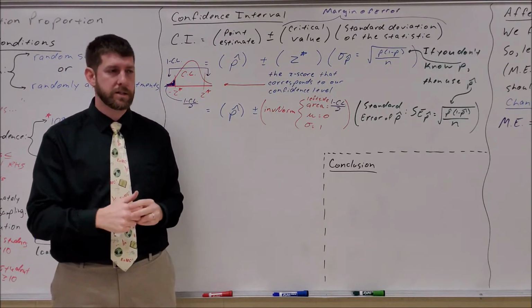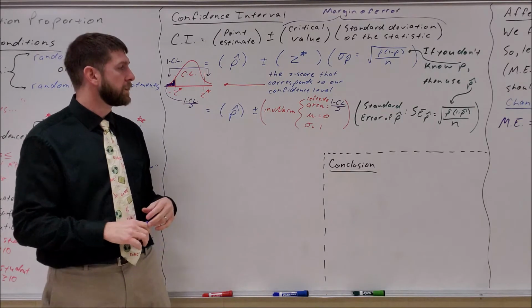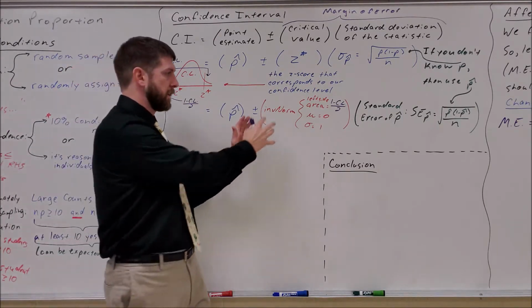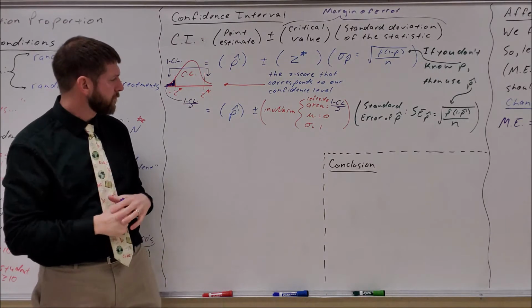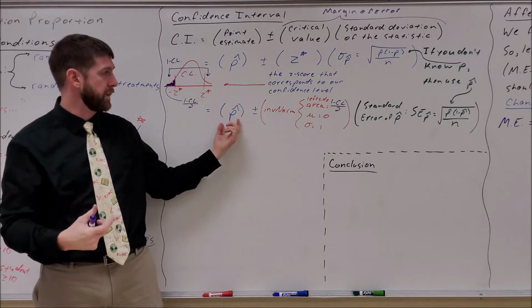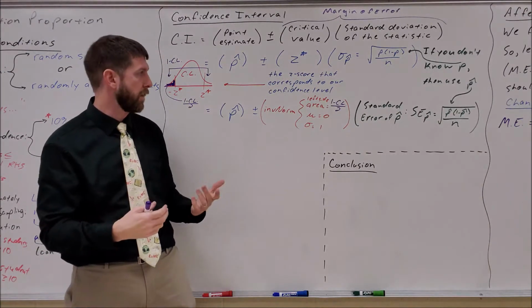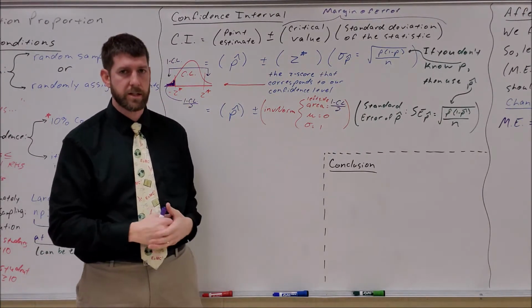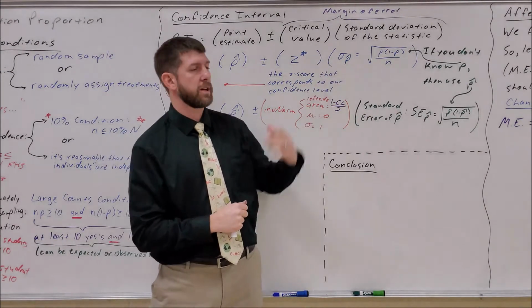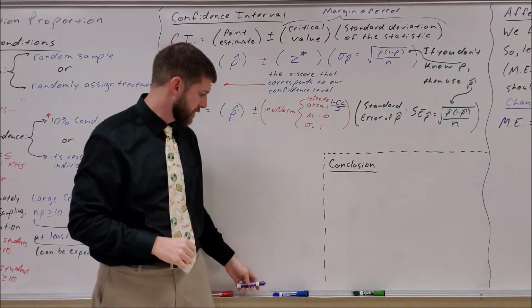It's 1 minus confidence level divided by 2. So with that in mind, we should be able to calculate what that is. So we know we're estimating with p hat. We know we're going to build our margin of error starting with our critical score, which comes off of this inverse norm function. Then we get into standard deviation of the statistic.